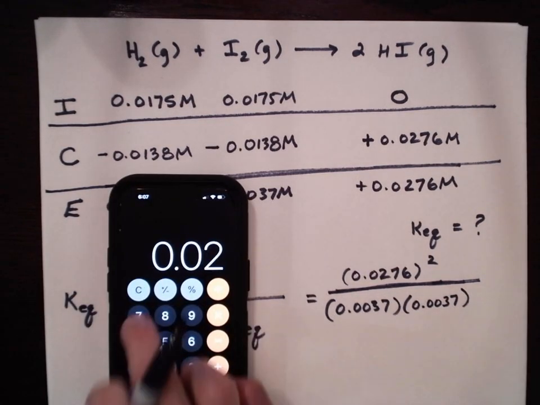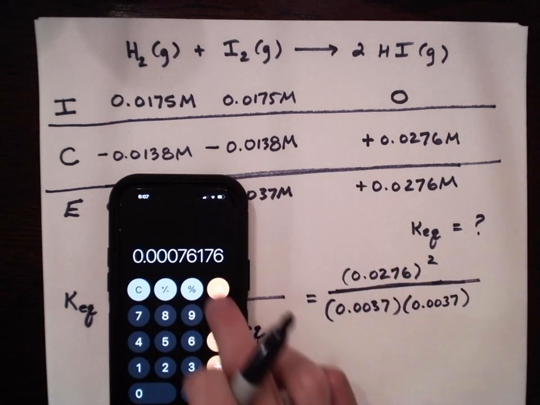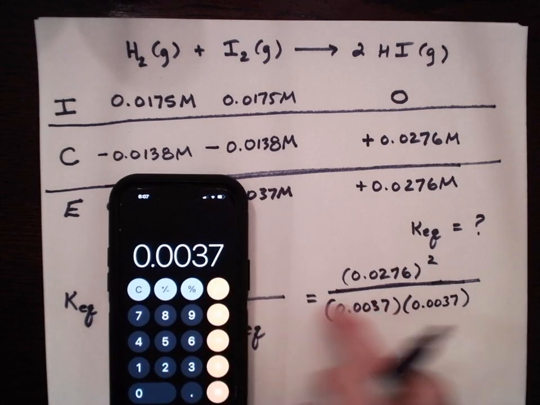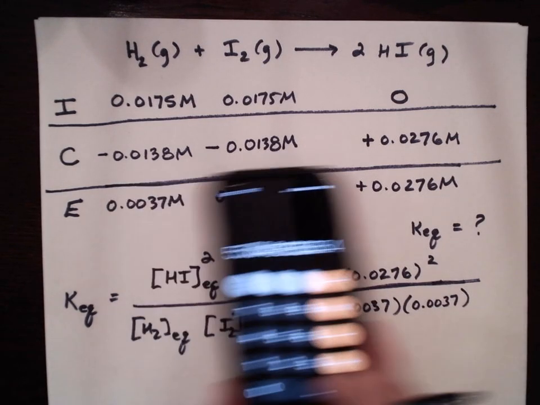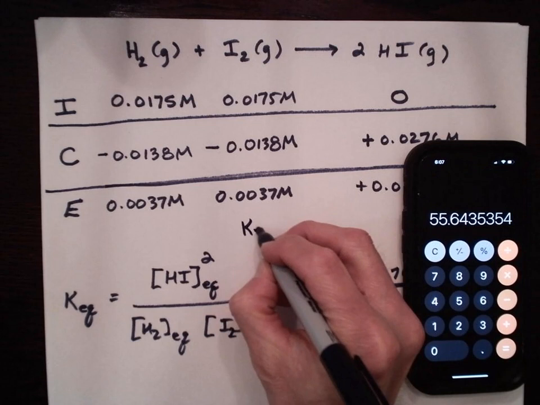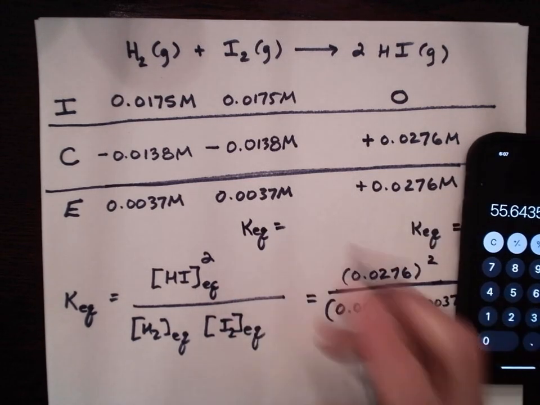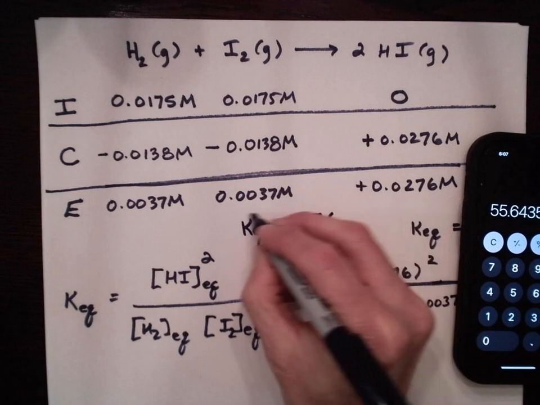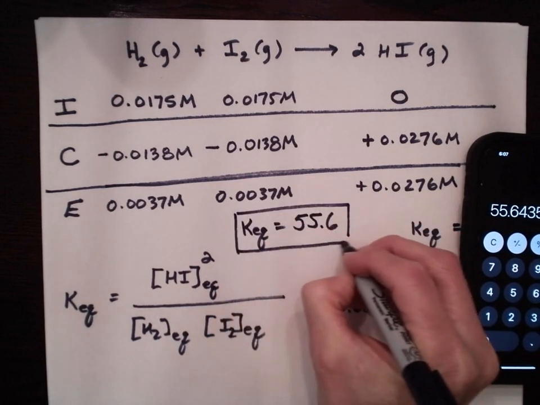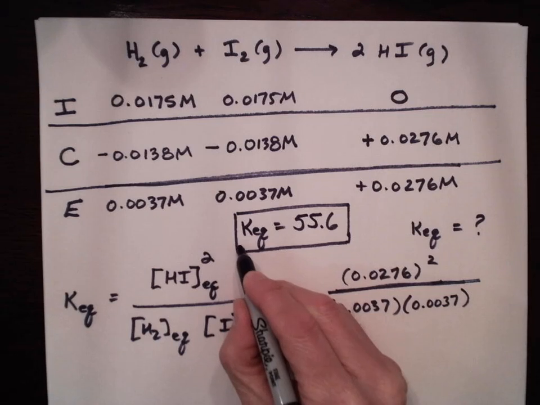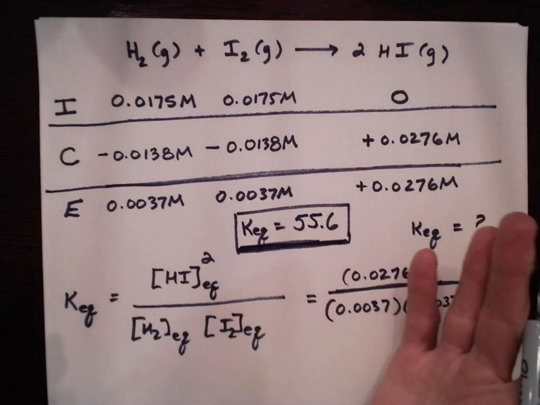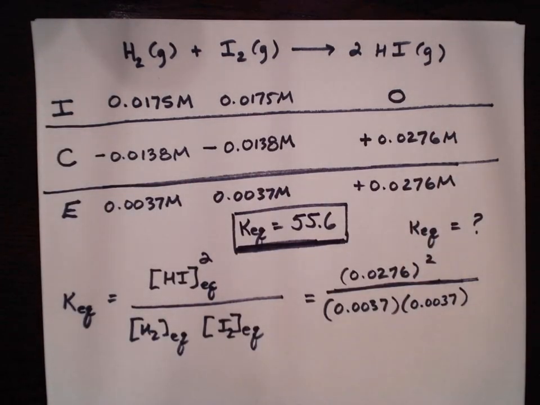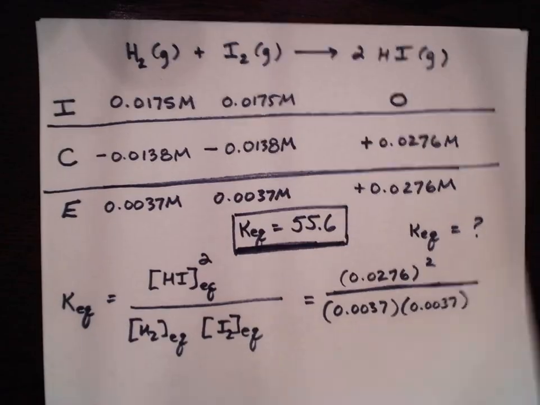And then when we calculate this value, we will have the value for the equilibrium constant. So take 0.0276, multiply it by 0.0276 to get this squared. We'll divide by 0.0037 for that one. And we'll also divide by 0.0037 once again. And the value of the equilibrium constant for this particular reaction would be 55.6. Now we can use this value of the equilibrium constant for this reaction and any conditions that were given initially to figure out which way the reaction is going to go. Let's show you how this works.